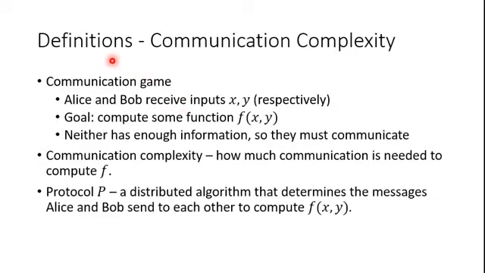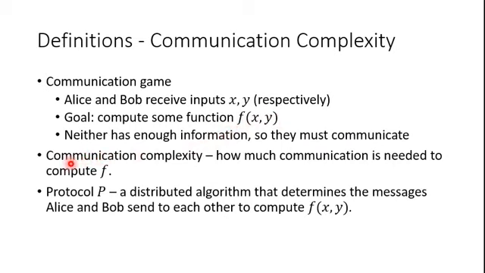So next we move on to definitions of communication complexity. First, the communication game. We define a communication game as follows. Alice and Bob receive inputs X and Y respectively, X for Alice, Y for Bob, and their goal is to compute some function f of their inputs X and Y. Now neither of them has enough information, so they have to communicate in order to compute this.